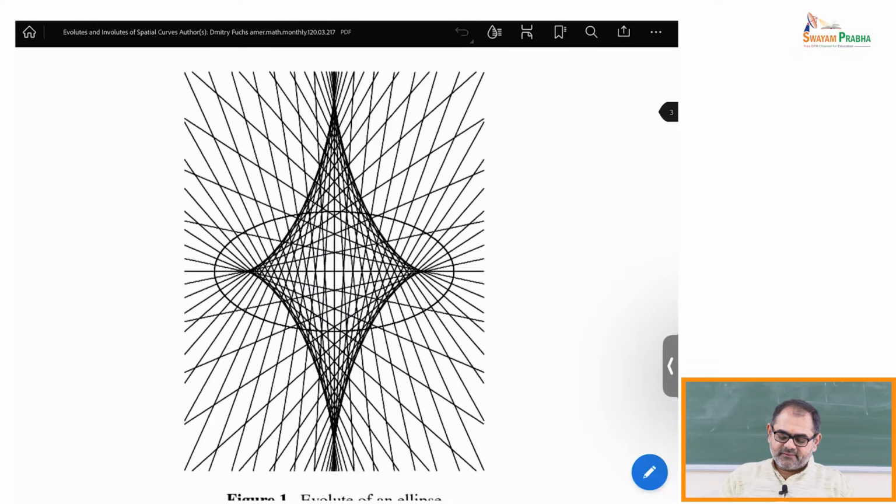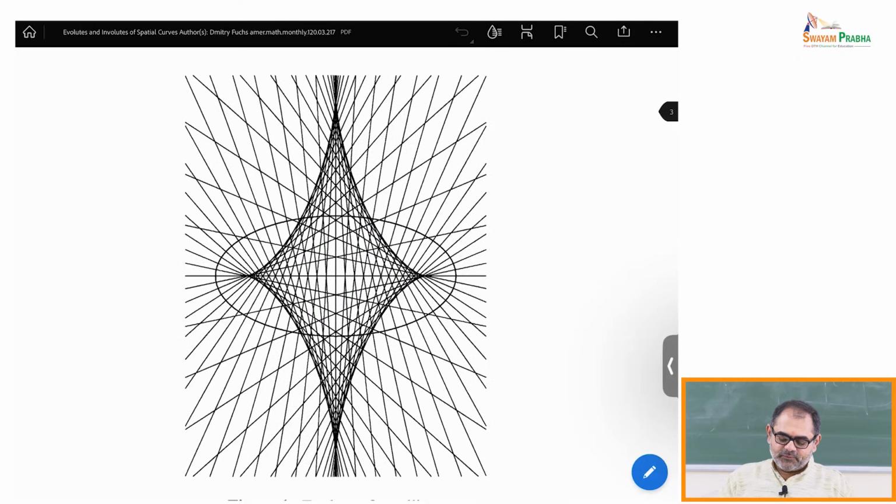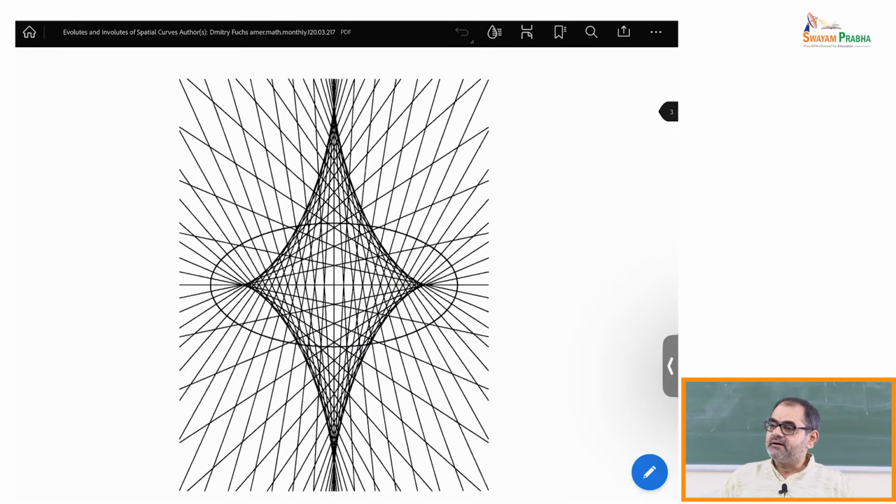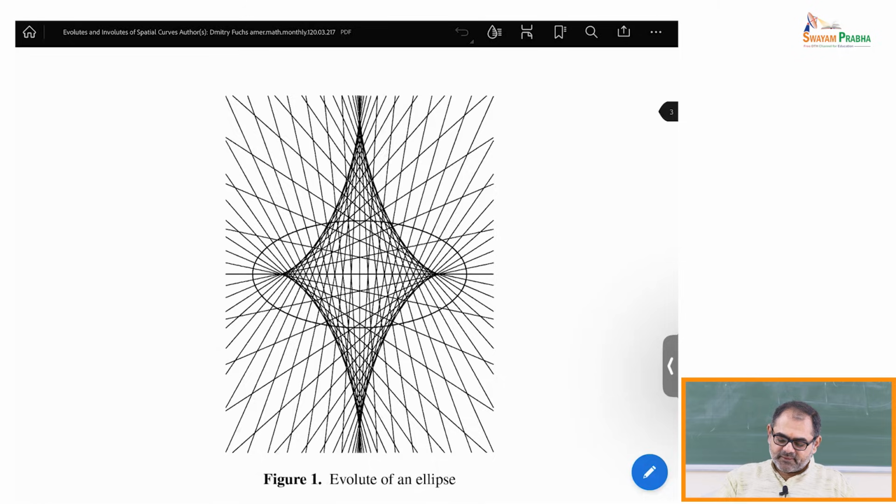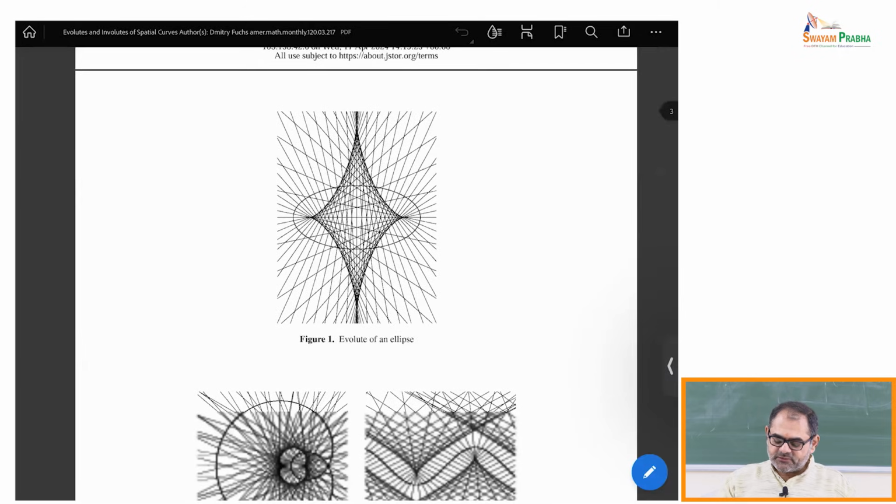So these pictures are very nice. You draw all the normals to the ellipse sufficiently close, and then you get this star-like asymmetrical asteroid, which turns out to be the evolute. So just by drawing sufficiently close normals, you will get the evolute.